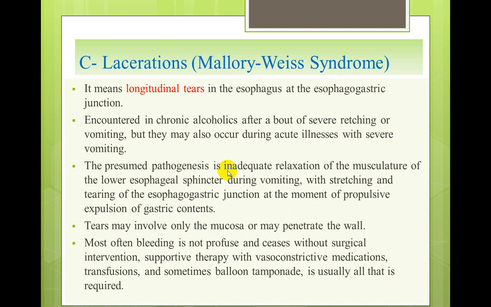The presumed pathogenesis is inadequate relaxation of the musculature of the lower esophageal sphincter during the vomiting, with stretching and tearing of the esophagogastric junction at the moment of a propulsive expulsion of the gastric contents. The tear may involve only the mucosa or may penetrate the wall.